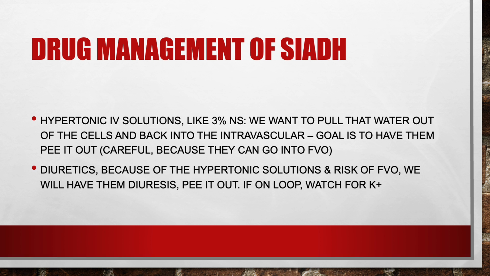Okay, and then that's why it leads me to diuretics. Because of that hypertonic solution, that shifting, and that risk of fluid volume overload, we're going to probably put them on a loop diuretic. Our goal is to get them to pee all that out. And with loop diuretics, we're going to watch for hypokalemia. They're going to be at risk for that. So fluid volume deficits, fluid volume overload, that is a huge concept along with electrolytes, okay? And we just got to be careful to keep it balanced, not go from one extreme to the other.